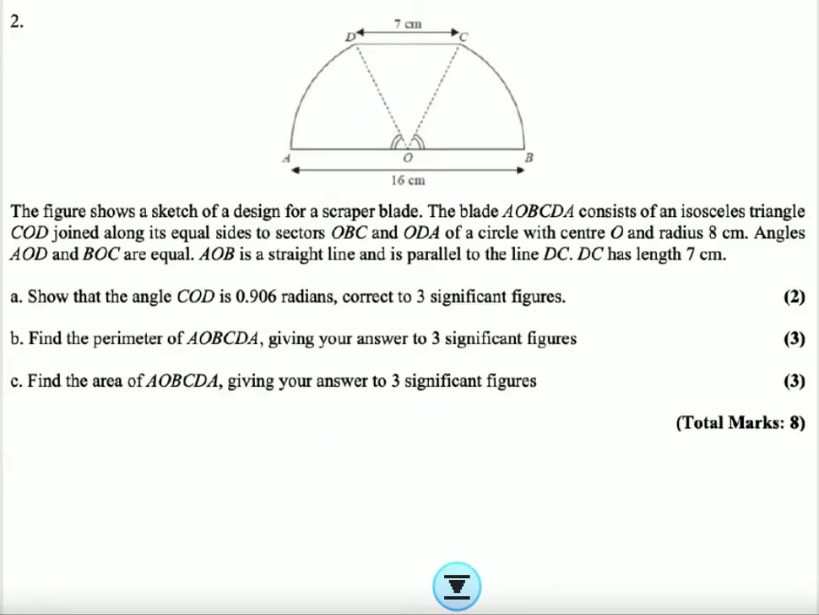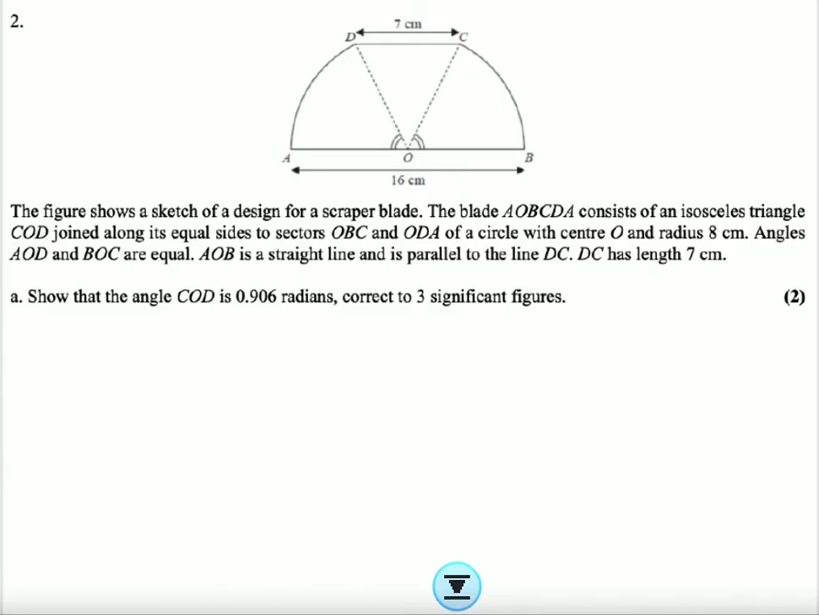Okay, question 2. So we have a shape there. Been told its length. Been told we've got isosceles. We should know it's isosceles because, of course, that is the radius. We've got 2 sectors that are the same. Okay, so let's go for it then.